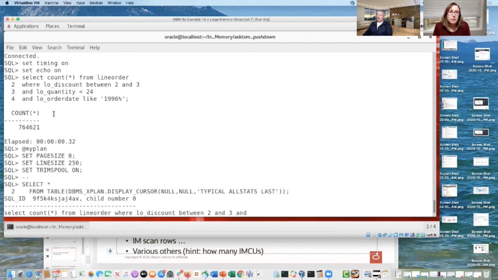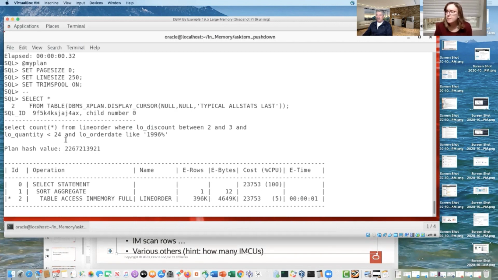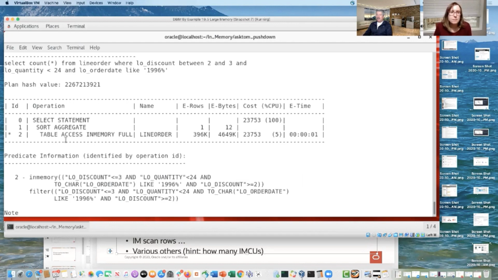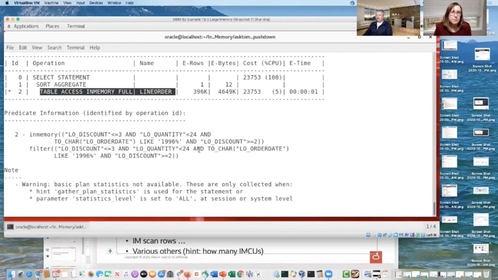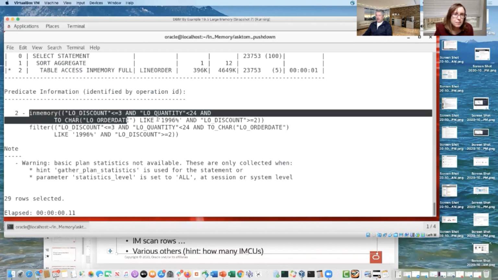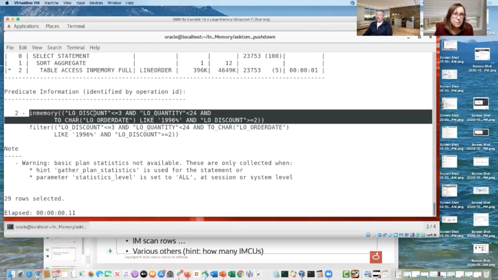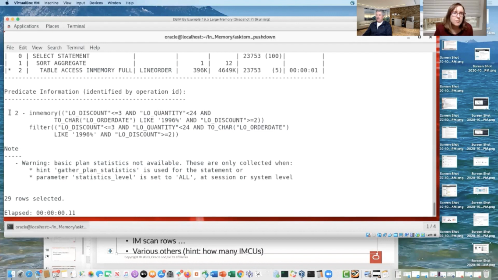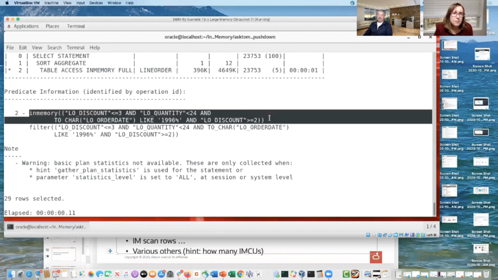And so I ran the same query, but this time I'm going to show you an execution plan. I've talked about this in the past, but it's the same query. We see table access in-memory full, and we see the costs. But in the predicate information, now you see the optimizer telling you that it's going to push these filter predicates. Normally, if Database In-Memory wasn't enabled, these two lines wouldn't be there. The filter lines would be there, but the in-memory lines wouldn't.